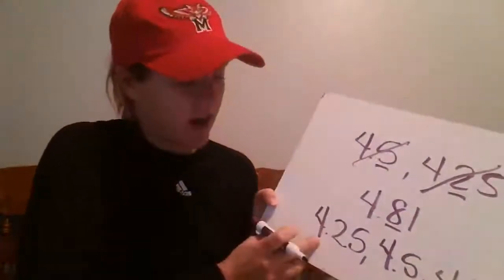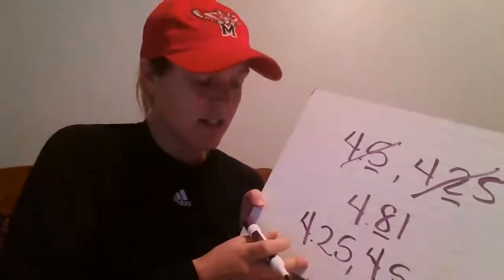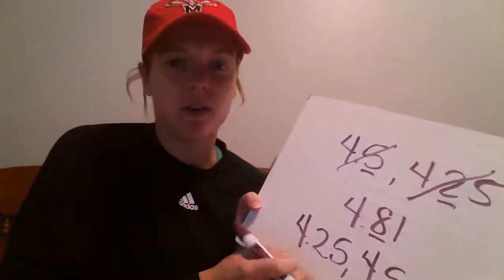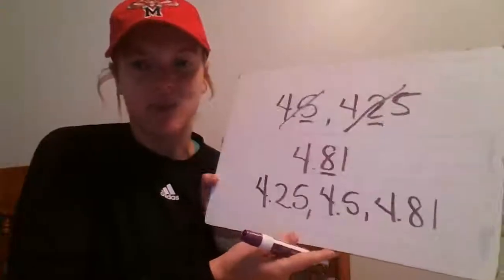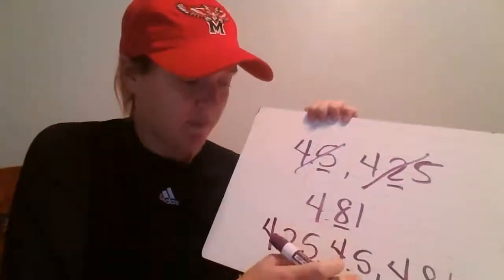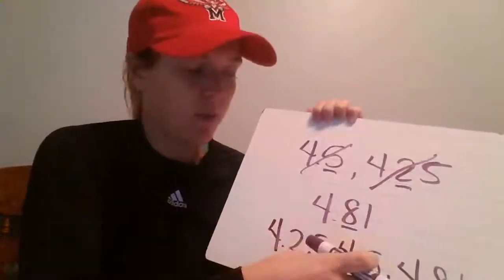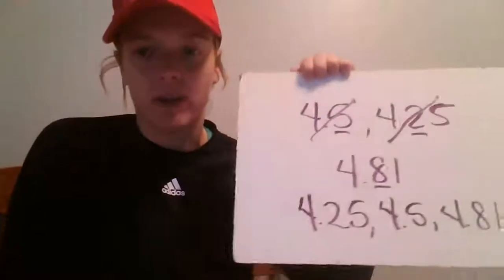So we first look at the ones place, the tens place, anything before the decimal. And if all of those are the same, then we go looking at the decimal point. Okay, so we saw that 2 is less than 8 and 5. So 4.25 was the first one, 4.5, and then 4.8.